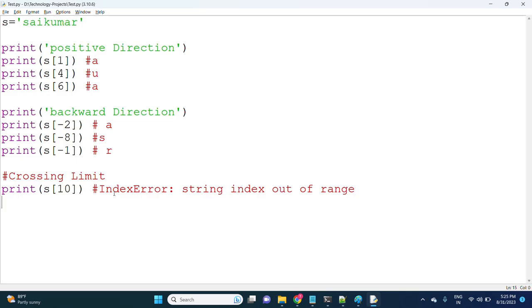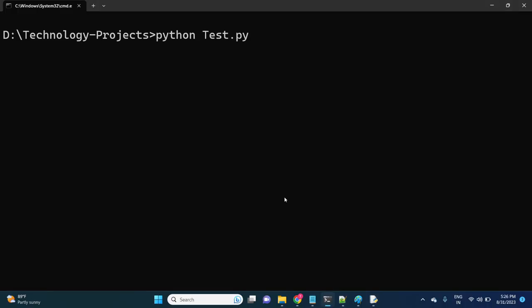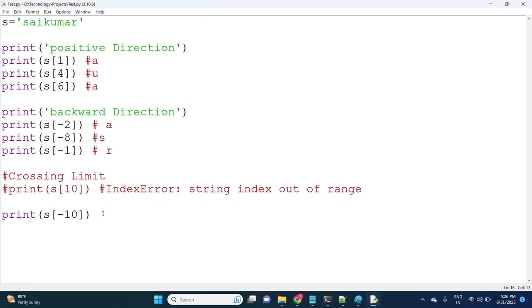Now let me do the same thing in the negative direction. Observe the negative direction. I'm asking the same with minus 10. Here also it says string index out of range. I know it will give an error with minus or plus, but I want to give clarity, which is why I'm explaining both cases, giving the index in two ways, either positive or negative.